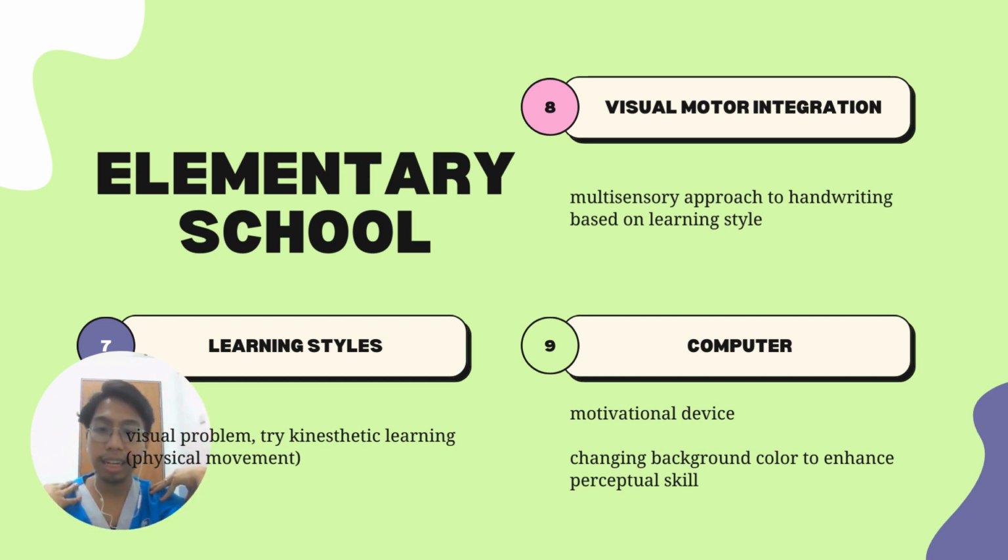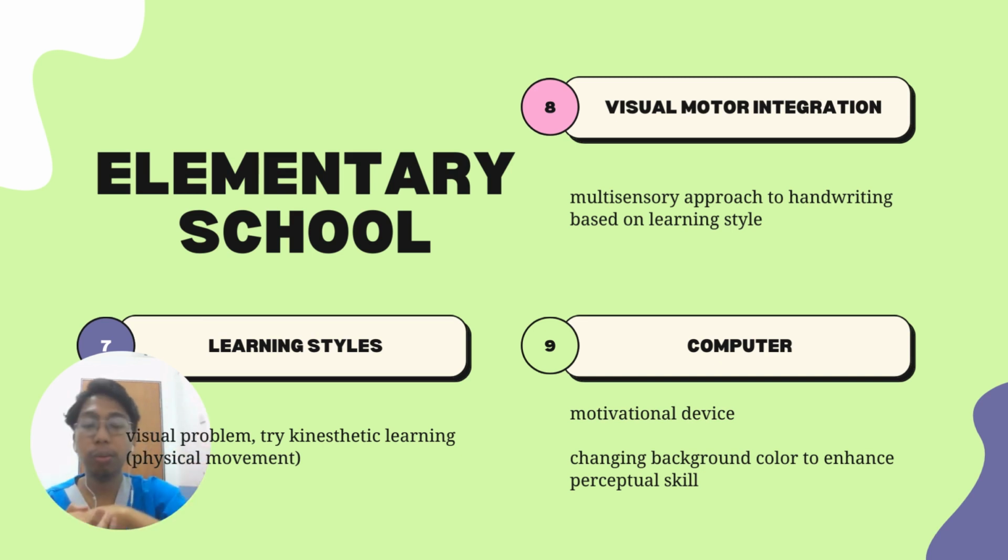For kinesthetic learning, it's about physical movement. Because of physical movement, they have better muscle memory. So their muscle remembers that, oh, I remember touching A feels like this, and I remember it's an A. That's an example of it.